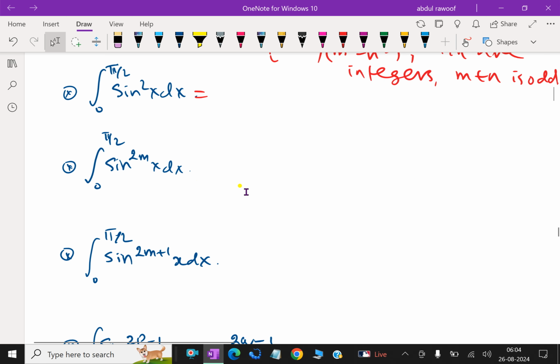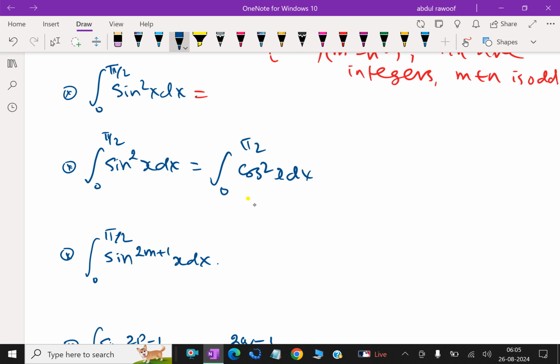Next one, the integral from 0 to pi by 2 of sin squared x dx, and with the same result, the integral from 0 to pi by 2 of cos squared x dx. Both results are pi by 4.